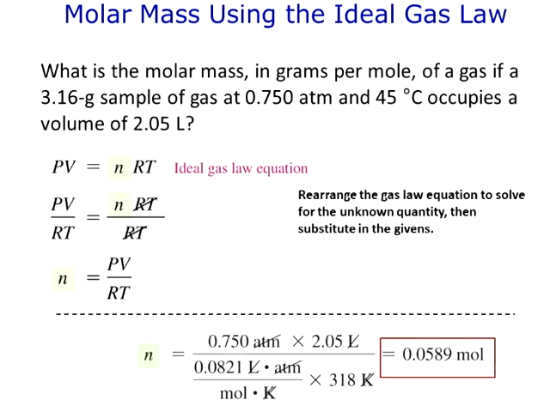What is the molar mass in grams per mole of a gas if 3.16 grams of gas at 0.750 atmosphere and 75 C, which I convert automatically to K, occupies a volume of 2.05 liters? It's asking for the molar mass. Therefore, I think moles, because it said molar mass. So if I get the moles, then I can work through to get to molar mass.